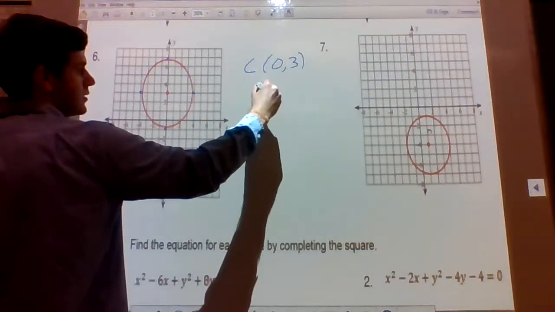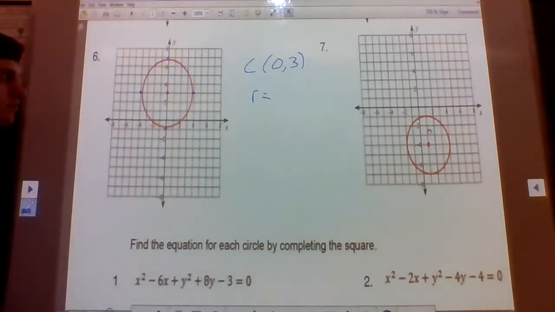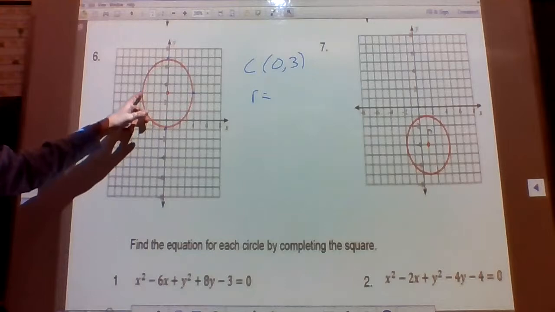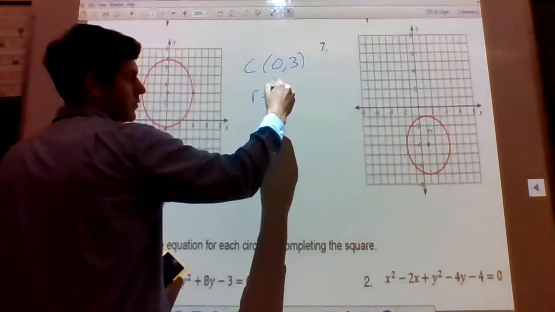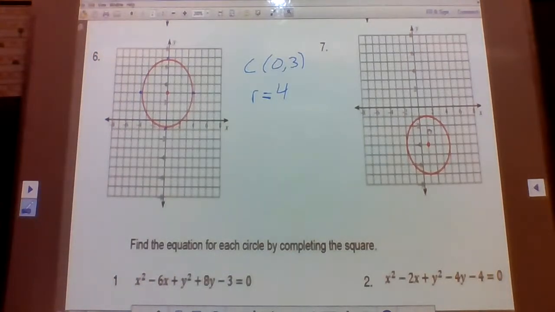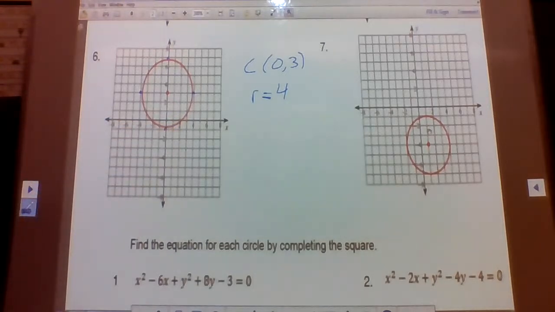Okay, our radius is going to be 1, 2, 3, 4. So 4 up. Really, it's just a little under 4, but let's just say 4. So our radius is 4. The distance from the center of the circle to the circle is the radius, which is 4 units.